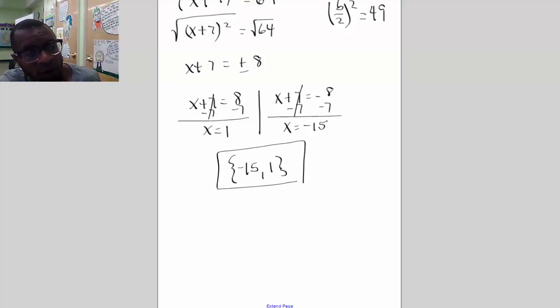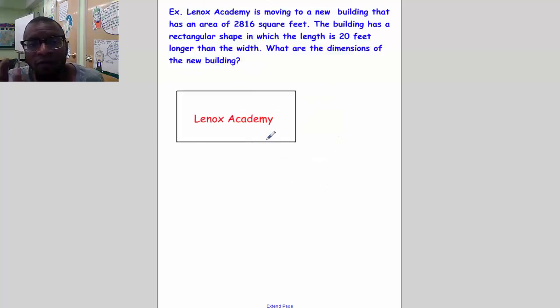Okay, let's look at one last example. So here I have Linux Academy is planning to move to a new building that has an area of 2,816 square feet. The building has a rectangular shape in which the length is 20 feet longer than the width. And I want to find the dimensions of the new building. Okay, so let's fill in what we know from our word problem. So we know that we have a rectangular shape, and we know that the length is 20 feet longer than the width. Okay, so remember, you can use whatever variable you would like.